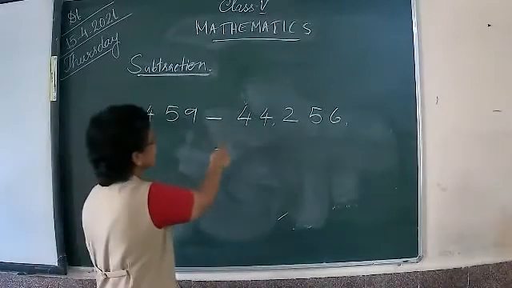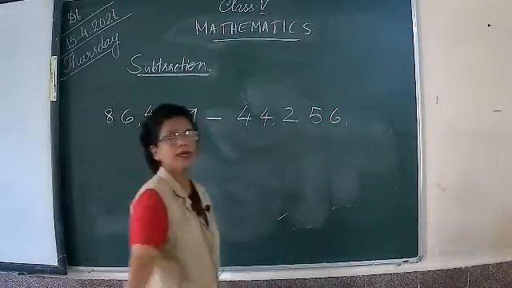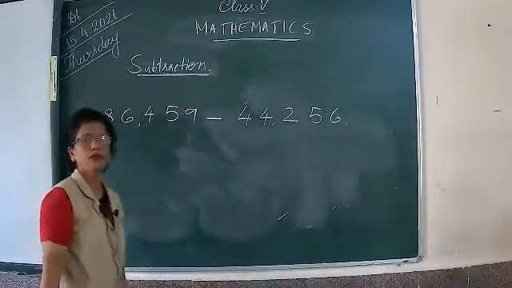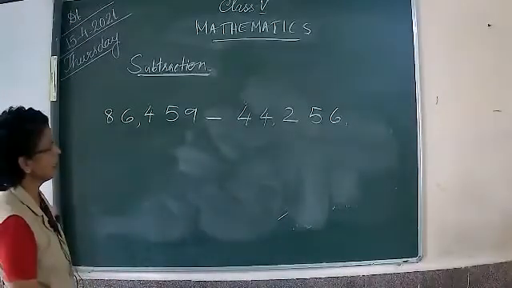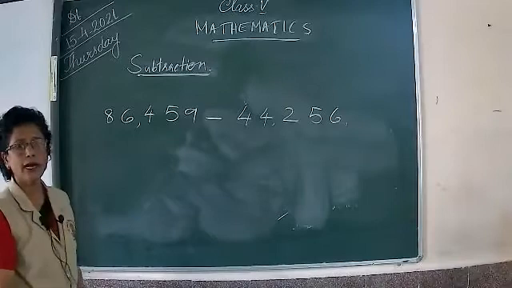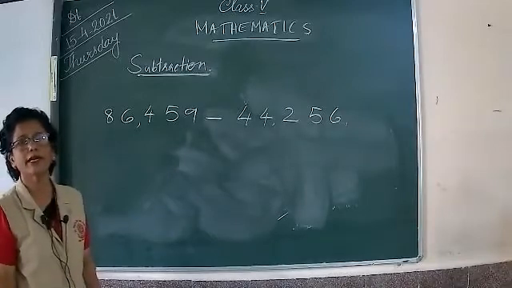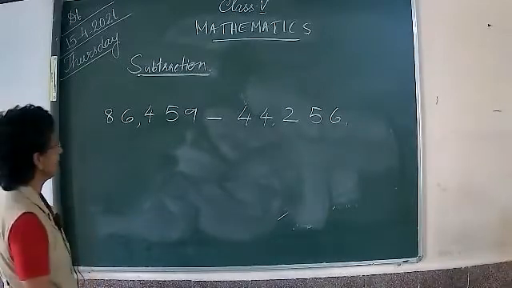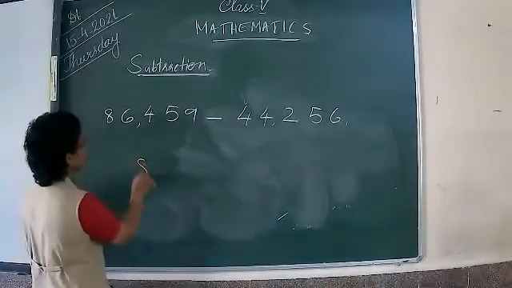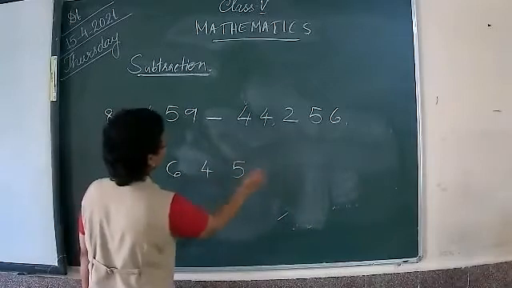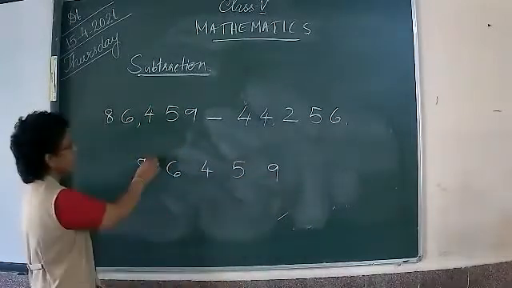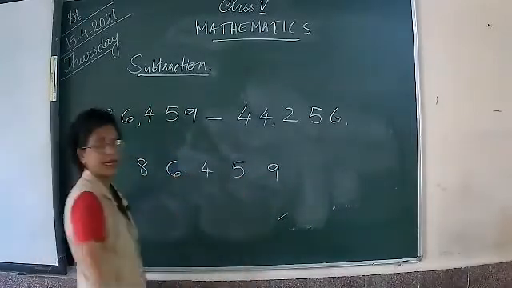86,459 minus 44,256. All of you arrange it properly and subtract there. You know how to arrange there. If you don't arrange the numbers properly, you will get a wrong answer there, children. So, first number is 8, 6, 4, 5, 9. So, you have to keep little gap here in between and arrange them.